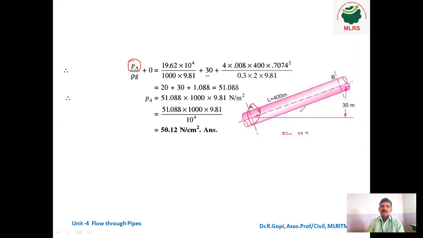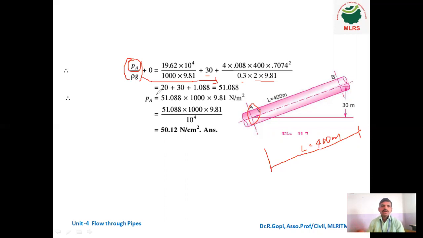What is the length? Length means this inclined length. L is 400 meter. Then L into V square, where V is 0.7074 square, divided by 2 into g into d. Finally, we have to simplify all the equations. Finally, PA divided by rho g we get as 51.088. This is the answer.